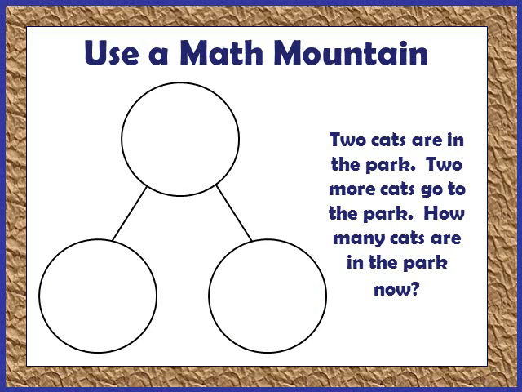Let's take a look at another problem. 2 cats are in the park. 2 more cats go to the park. How many cats are in the park now? So now we know our parts, but we don't know our whole. To get our whole, we're physically going to move all of our chips to make the whole, and we see that 4 cats are in the park.